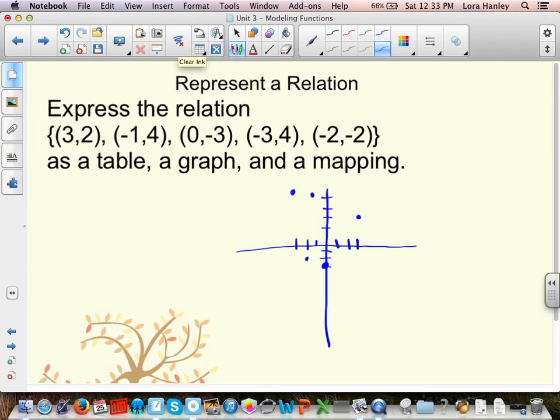So there we have our graph, which is the third and final piece. Now it's your turn. Try problems from worksheet 1-6.